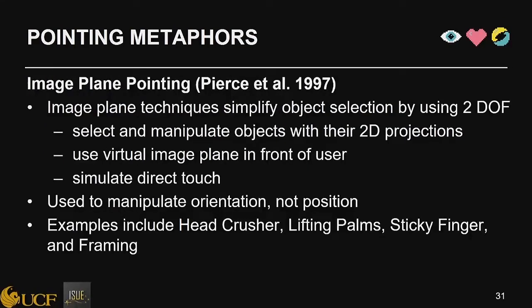Now, another fascinating technique is known as the image plane pointing techniques. These are pointing, but they're done in a little bit different way. These techniques basically simplify object selection so that instead of selecting objects in 3D, you're selecting them in 2D, using simply a 2D plane in front of you. You create a projection of the 3D world, stick it right in front of you, and use simple direct touch on that plane to select objects in 3D.